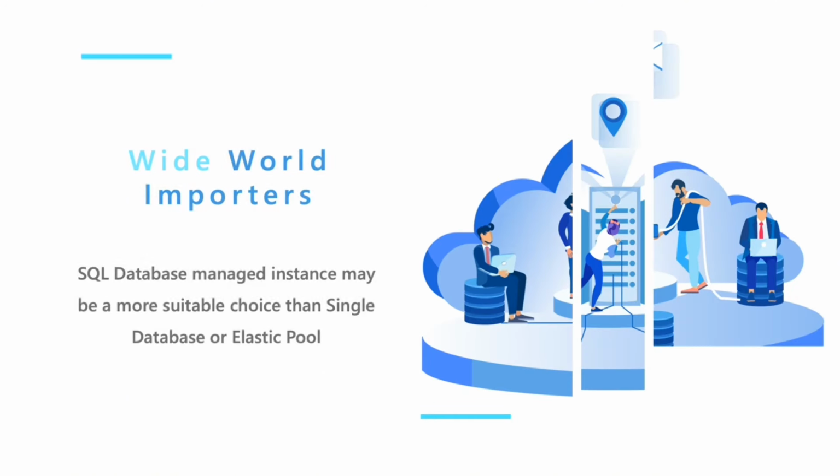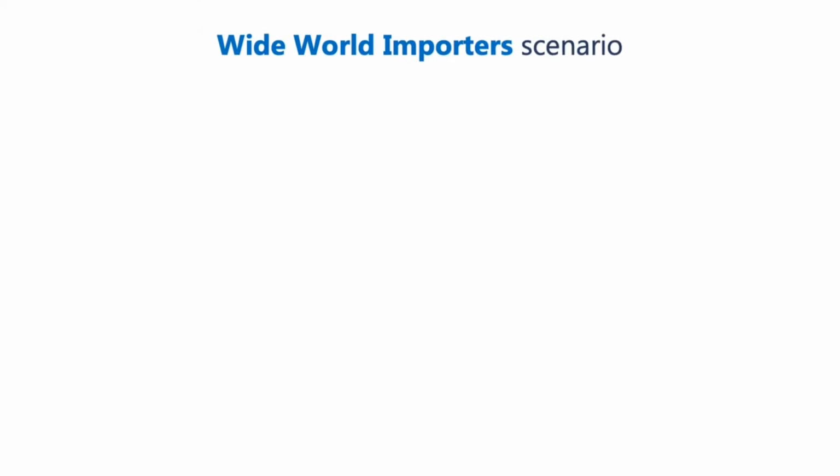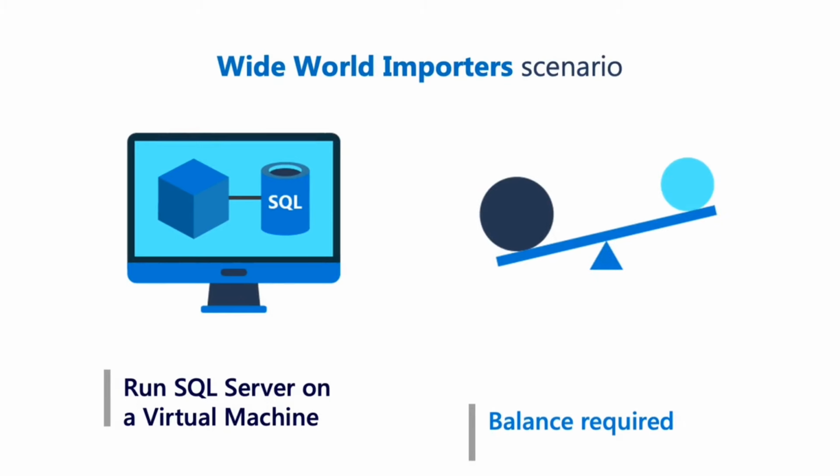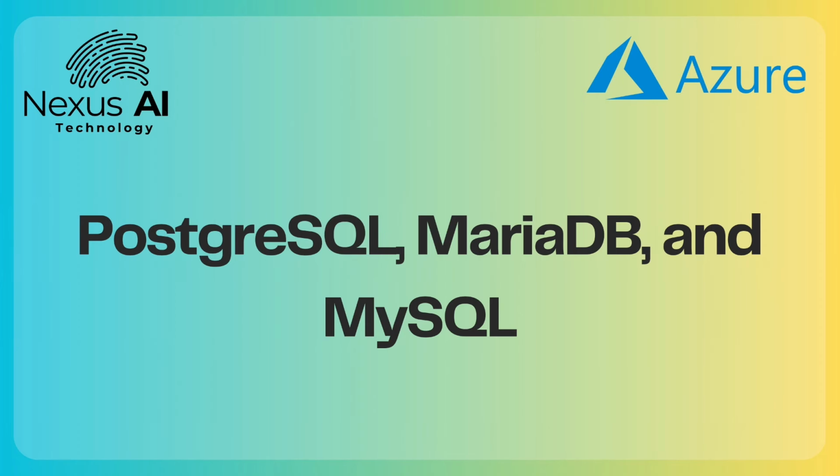In the Wide World Importers scenario, SQL Database Managed Instance may be a more suitable choice than single database or Elastic Pool. SQL Database Managed Instance supports linked servers, although some of the other advanced features required by the database might not be available. If you want a complete match, then running SQL Server on a virtual machine may be your only option, but you need to balance the benefits of complete functionality against the administrative and maintenance overhead required.